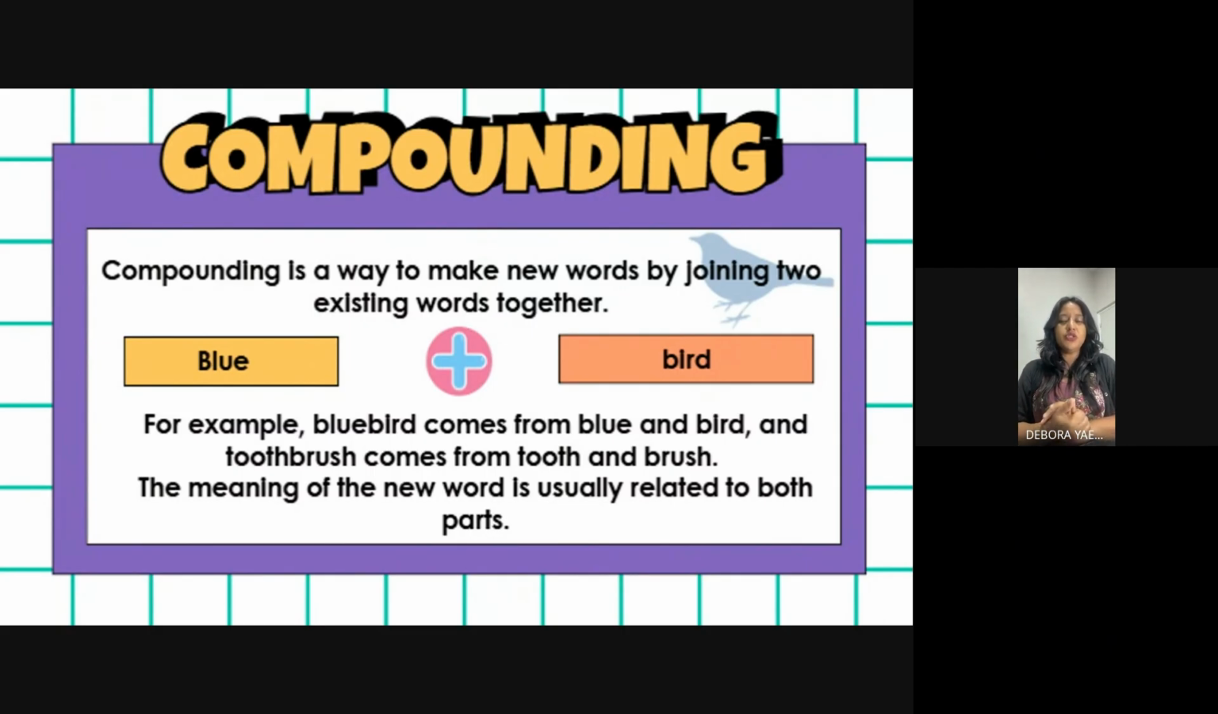Hello, today I want to talk about compounding. Compounding is the way to make a new word by joining two existing words together. For example, blue plus bird. When we mix them, we have the new word bluebird, which comes from these two words, blue and bird. And we have another example like toothbrush, which comes from tooth and brush. The meaning of the new word is usually related to both parts.